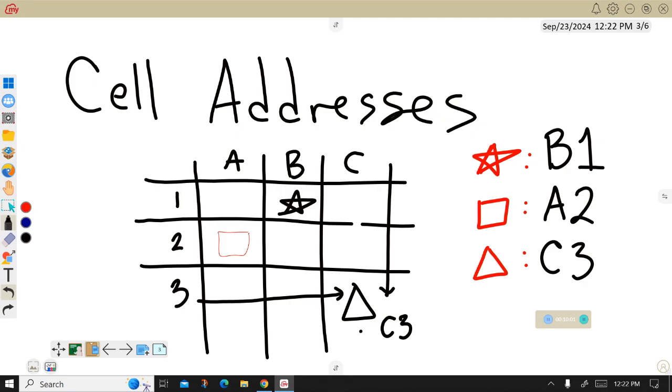Okay? So this is how we talk about the addresses of a cell, and we'll need to be able to use this because it's the basics, right? We're going to need to know which one I'm talking about. So we get very specific by using a letter and a number. It's a very simple system.